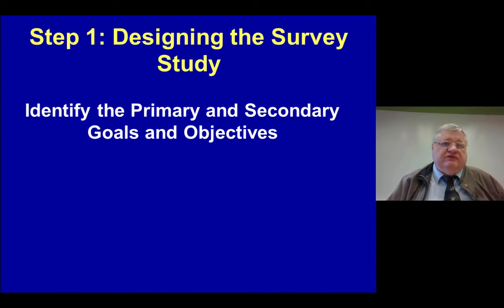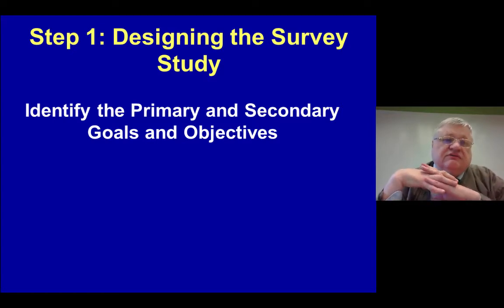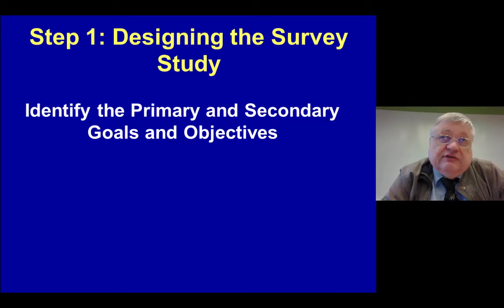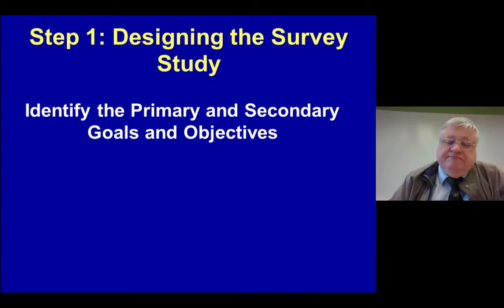So let's look at that very first step. You're designing the overall survey. Of course, one of the very first steps here is to identify the primary and secondary goals and objectives. Sometimes I find people look at only the primary objective, forgetting the secondary. And that's an important consideration because you may have the correct sample size for your primary objectives, but not for the secondary objectives that you hope to look at.